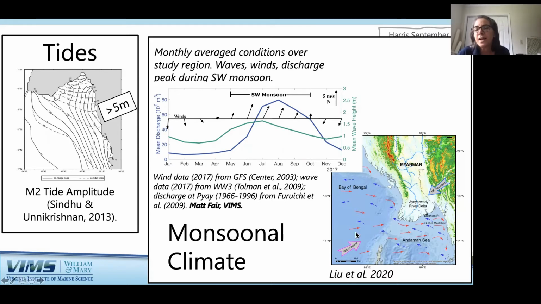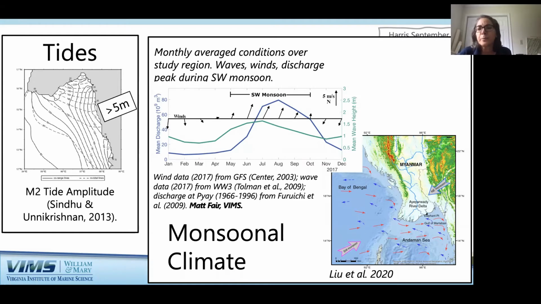And on this plot, in red are the surface currents during the southwest monsoon. And so we see that during the southwest monsoon, we expect to have material coming into the Gulf of Martaban. The blue is what was thought would be the surface currents during the northeast monsoon. So the idea was that during the northeast monsoon, we would export material from the Gulf of Martaban, and during the southwest monsoon, we would import material into it.